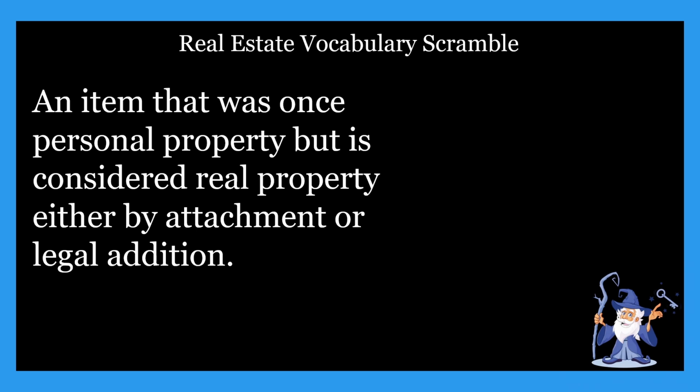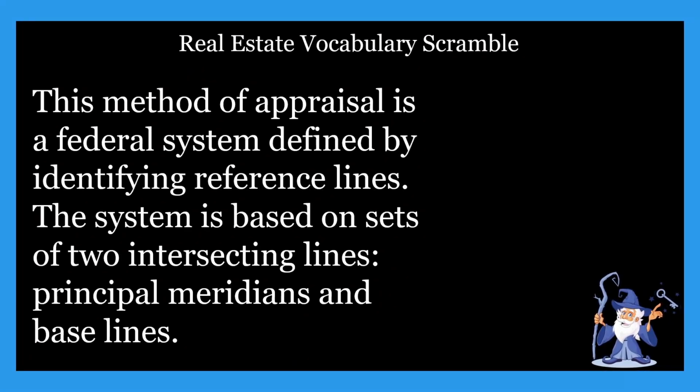And here's your answer. Fixture. A fixture is an item that was once personal property, but is considered real property either by attachment or legal addition. All right, next one. This method of appraisal is a federal system defined by identifying reference lines. The system is based on sets of two intersecting lines, principal meridians and baselines. Think that one over.